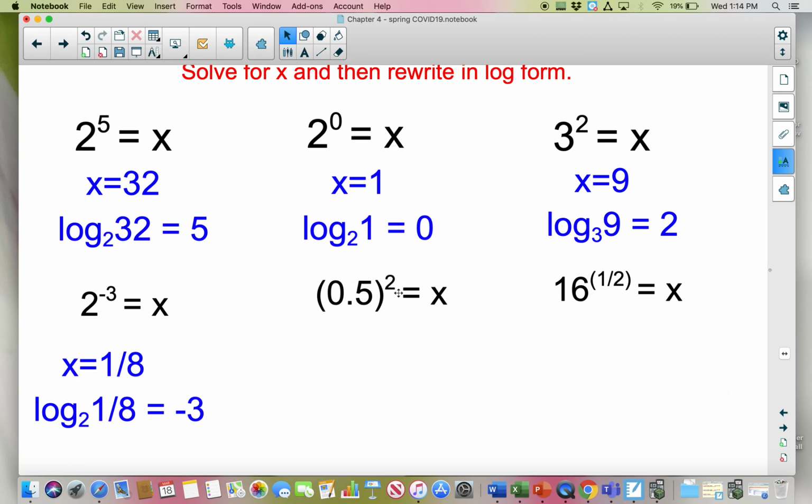0.5 squared, that's 1/2 squared, which is a fourth, or 0.25. And in log form, that would be log base 0.5 of 0.25 equals 2.